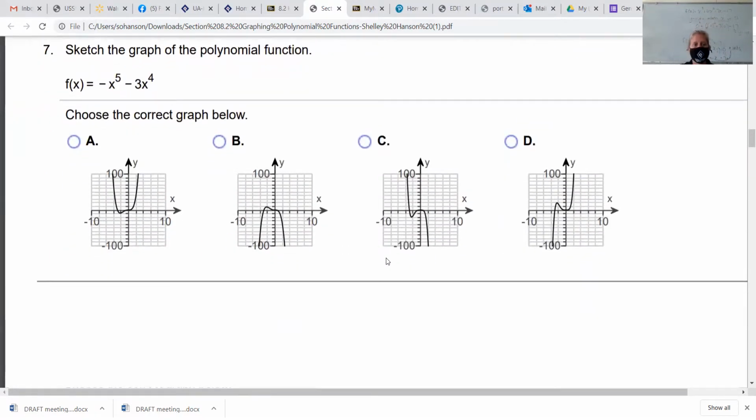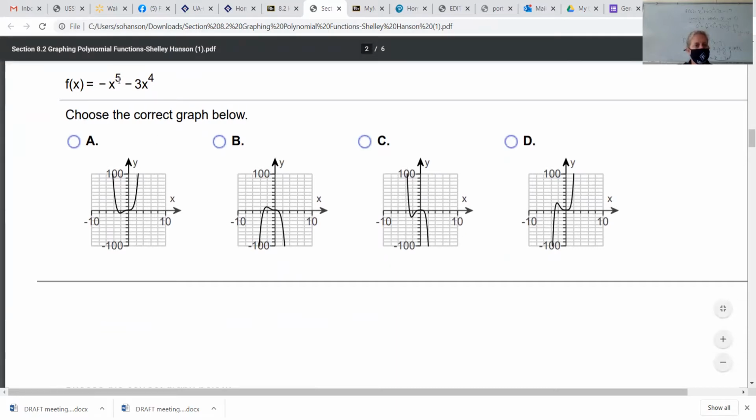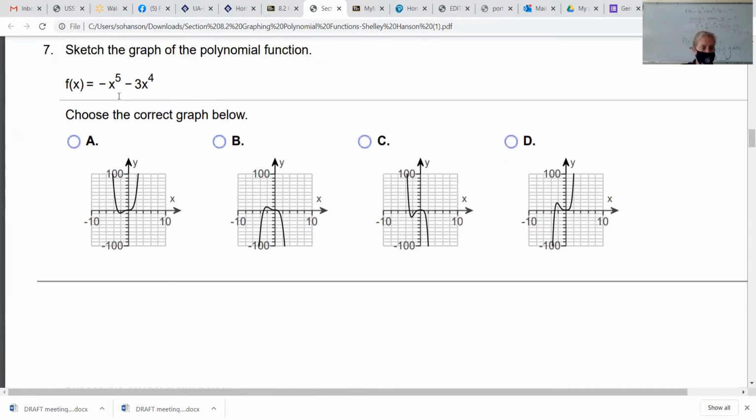All right, number 7. Negative x to the 5th minus 3x to the 4th. So my highest exponent is 5, which means one up, one down, right? Since it's odd, which is good, that means it's not A or B, right? Those both have even end behaviors.